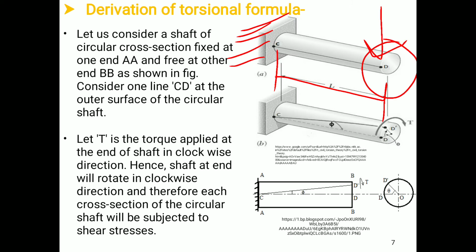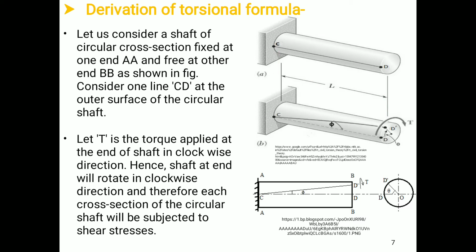This is figure A. In figure B, the same shaft is subjected to torque in clockwise direction at its free end. So the same shaft is subjected to torque T in clockwise direction, and in figure C we have a longitudinal cross section of figure B. So this is the longitudinal cross section of figure B.